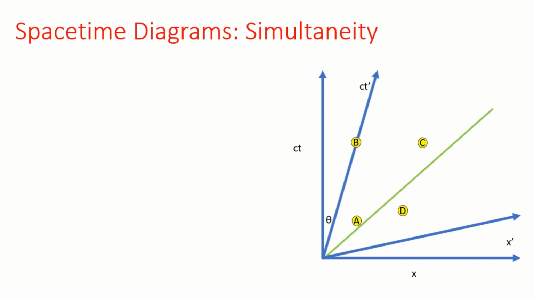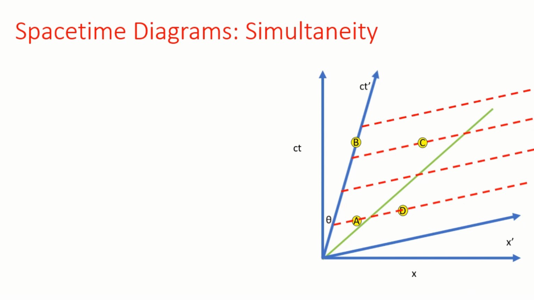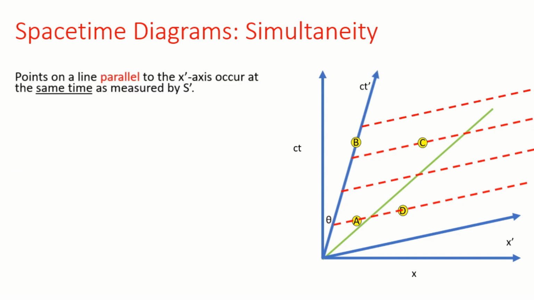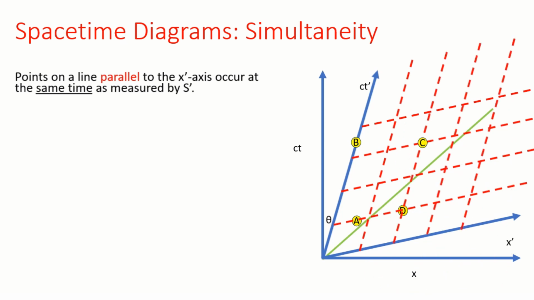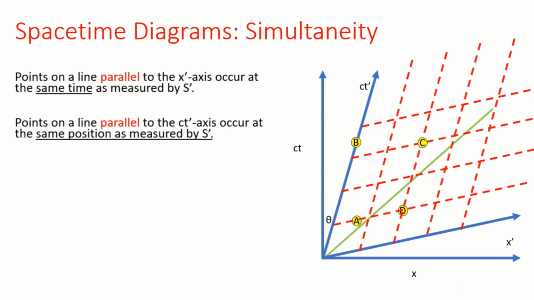Well, the process is exactly the same. When we're wanting to think about this, we draw lines, or we imagine lines, which are parallel to our x primed axis. And again, any point on a line parallel to the x prime axis is going to occur at the same time as measured by S prime. We do the same for our points of constant position. Therefore we have lines here which are parallel to our ct primed axis, and any point on the line parallel to the ct primed axis is going to occur at the same position as measured by S prime.